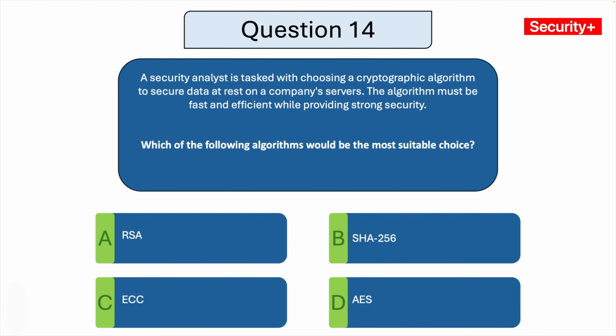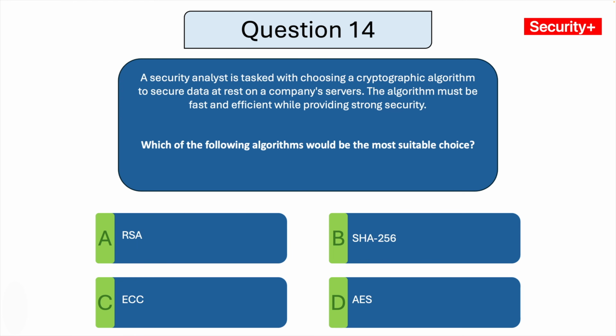Another key here is data at rest. So it needs to be something that provides strong encryption for data at rest as well. So let's go ahead and go through them. RSA is an asymmetric algorithm, which means it's going to take a lot longer to encrypt and decrypt. So while it's secure, it's not fast and efficient. So ruling that one out.